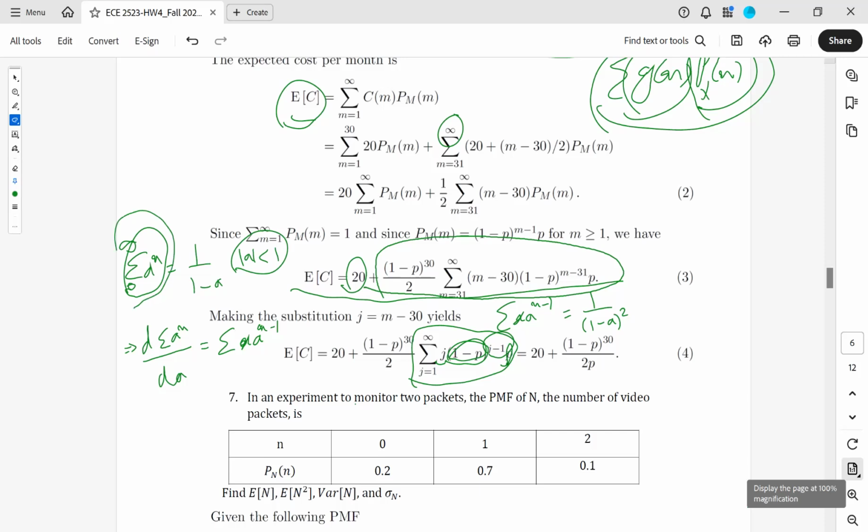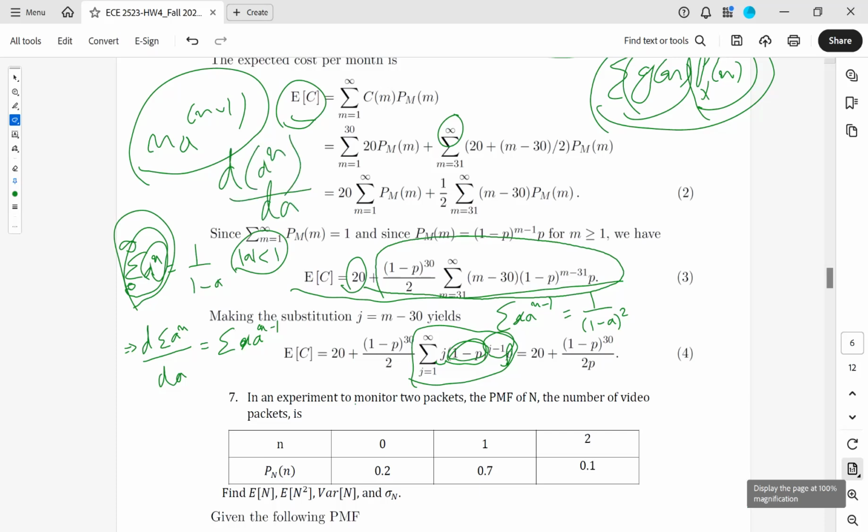Now, we don't want this. Our function is x times a to the power of x minus 1. But if you remember, if you look at this, x times a to the power of x minus 1 is actually the first derivative of a to the power of x with respect to a, not with respect to x. Is that clear? x times a to the power of x minus 1 is d of a to the power of x over dA.